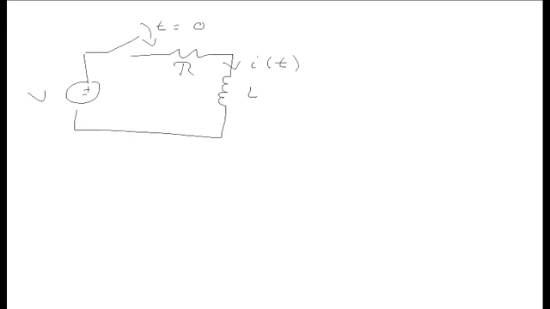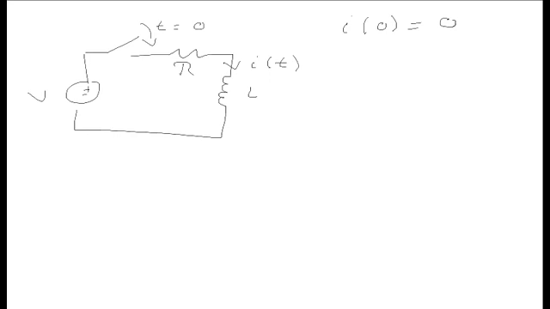I'm going to make one very important statement. I of 0 has to equal 0. There's nowhere for current to flow when the switch is open, so we don't need to worry about the case that I of 0 might be non-zero in this particular circuit.